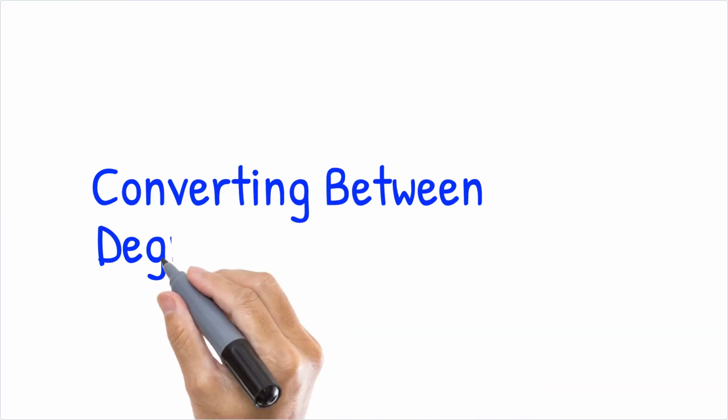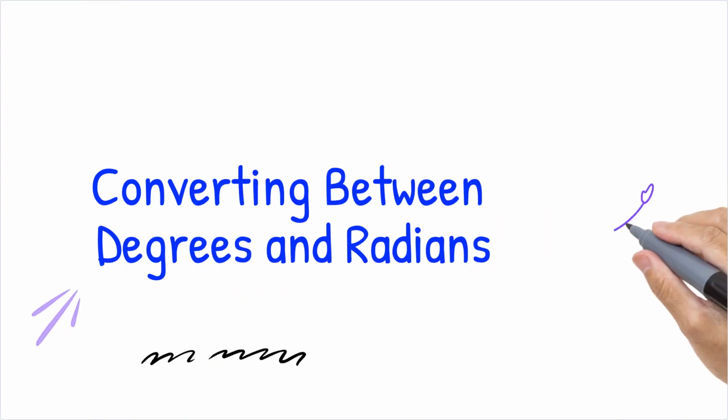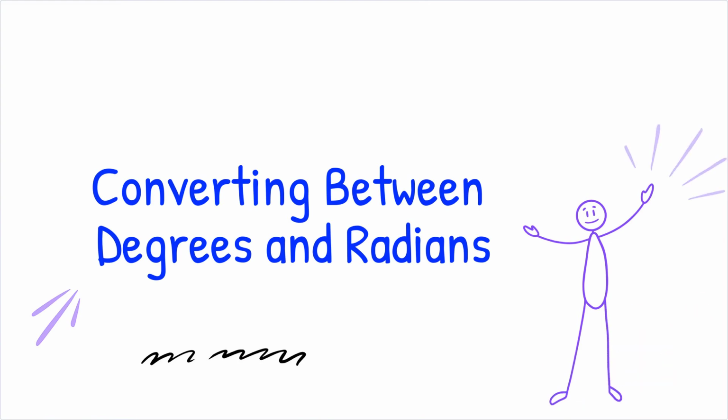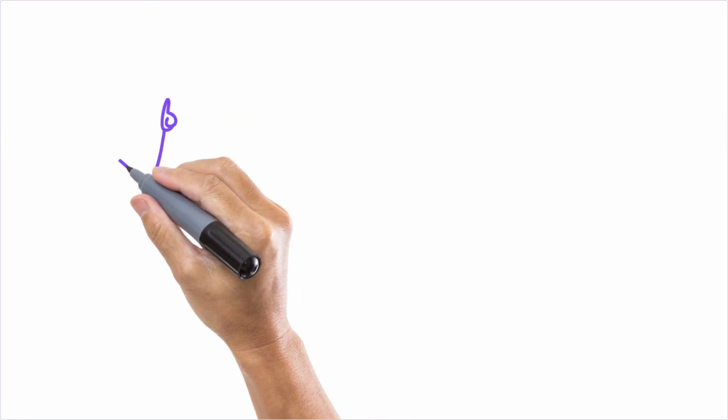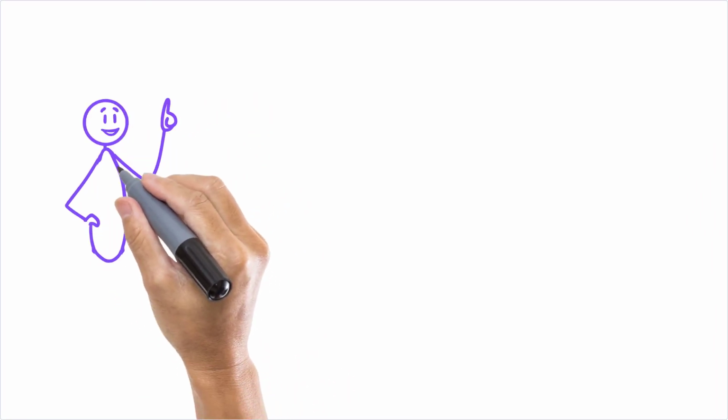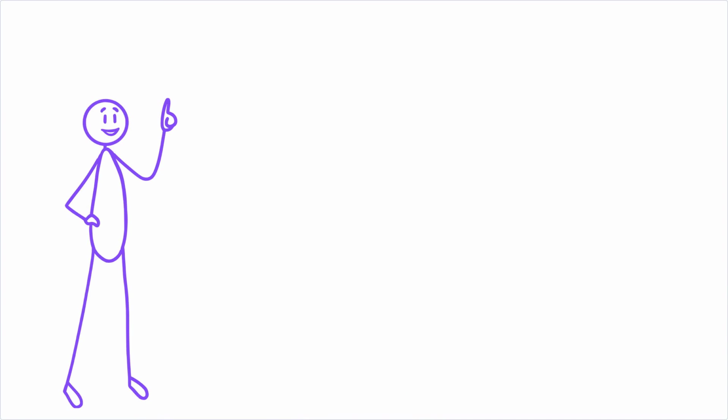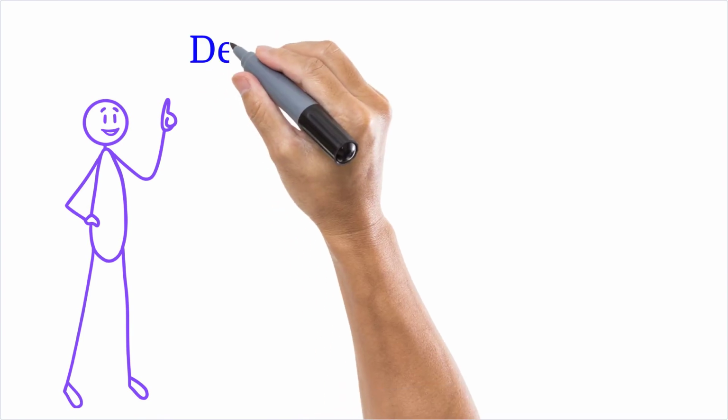Converting between degrees and radians. Degrees and radians are just two ways of measuring angles, like miles and kilometers. Let's learn how to convert between them.